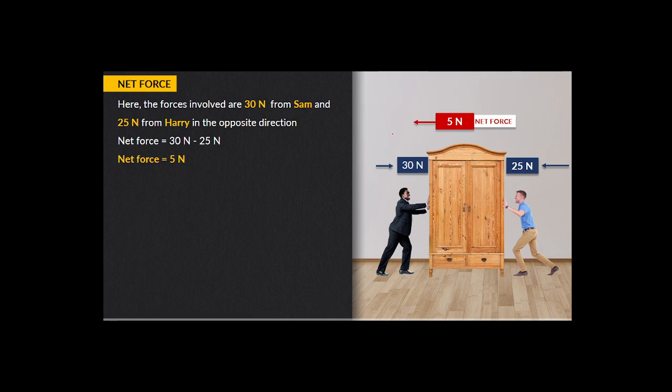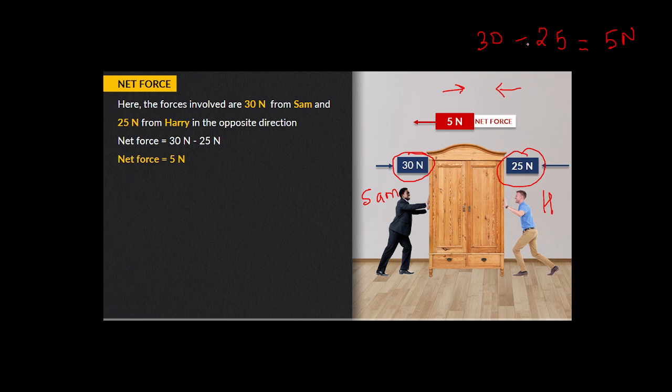So like in this one, sometimes they may be applying force but they are not equal. Let's suppose Sam is applying 30 newton, Harry is applying 25 newton. So basically what would be the net force? 30 minus 25, how much is that? 30 minus 25. Oh, 5. 5 newton. Good. Why am I subtracting it? Because they are in opposite direction.